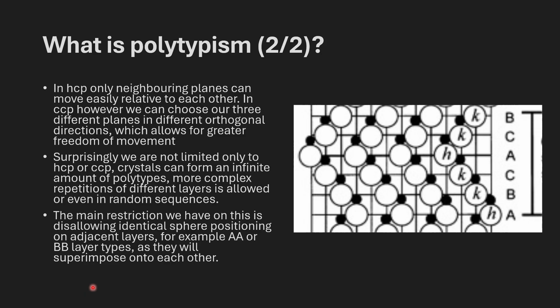Crystals can form infinite amounts of polytypes, more complex repetitions of different layers which allow for different properties and different sequences. Like for example, here we have ABC, ACB, as opposed to HCP, which was ABAB, and CCP, which was ABC, ABC. The main restriction we have on this is we're not actually allowed to have adjacent identical layers, so we can't have AA or BB next to each other, as the spheres would superimpose.